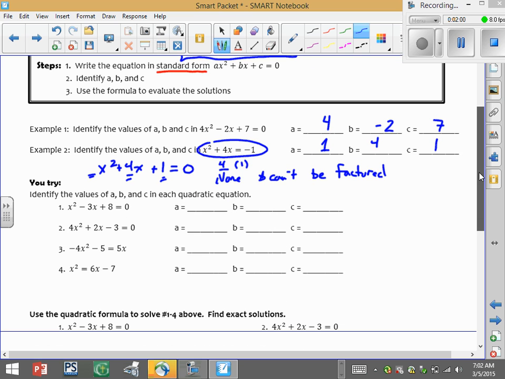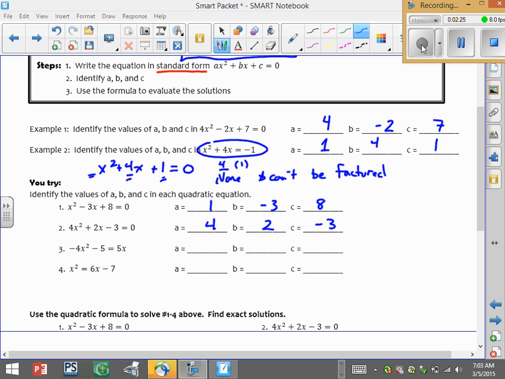So take a second and see if you can figure out the next 4 on your own. Remember, you have to move it into standard form if it's not already there. I'll give you just a second to do that. You can pause the video very quickly, go through them, and then hit play again and see if your answers are right.